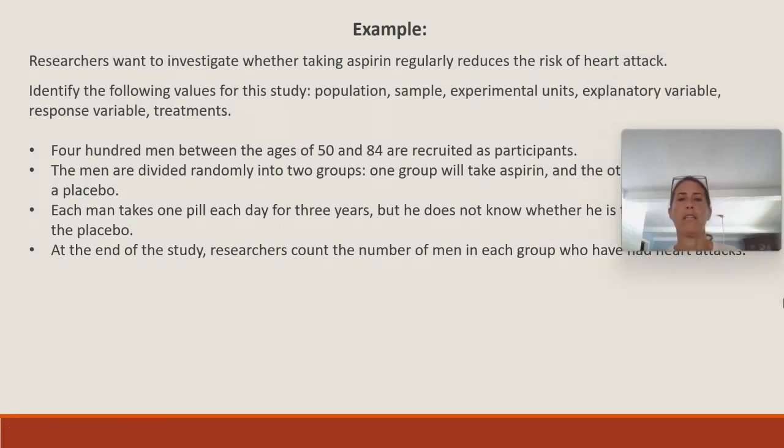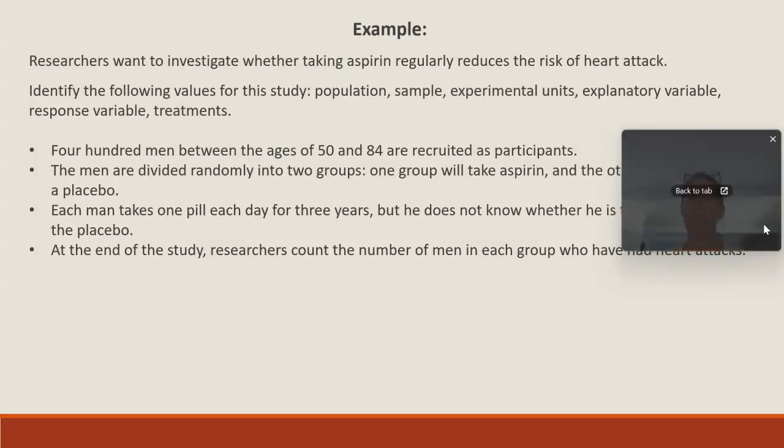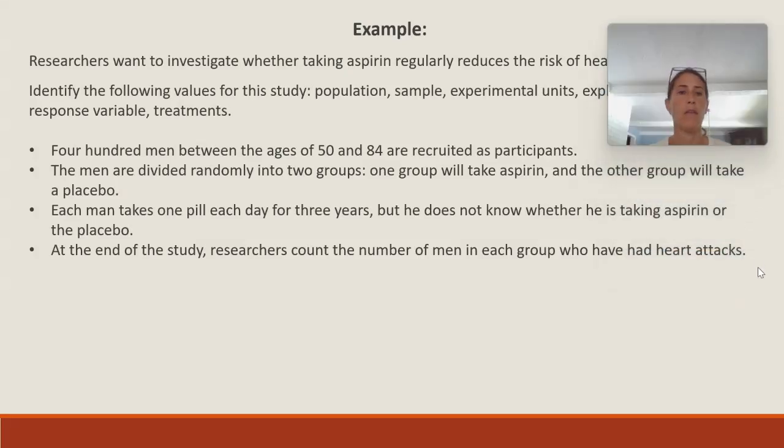Researchers want to investigate whether taking aspirin regularly reduces the risk of heart attack. So we're going to identify the following values for this study: the population, the sample, experimental units, explanatory variable, response variable, and treatments. So 400 men between the ages of 50 and 84 are recruited as participants. The men are divided randomly into two groups. One group will take aspirin, and the other group will take a placebo. Each man takes one pill each day for 3 years, but he does not know whether he is taking aspirin or a placebo. At the end of the study, researchers count the number of men in each group who have had heart attacks.